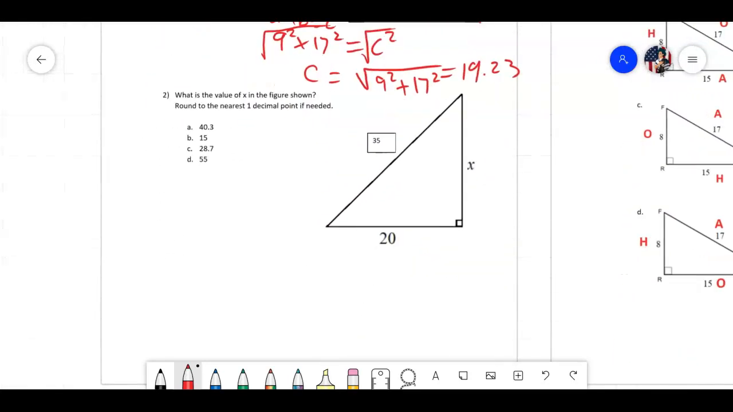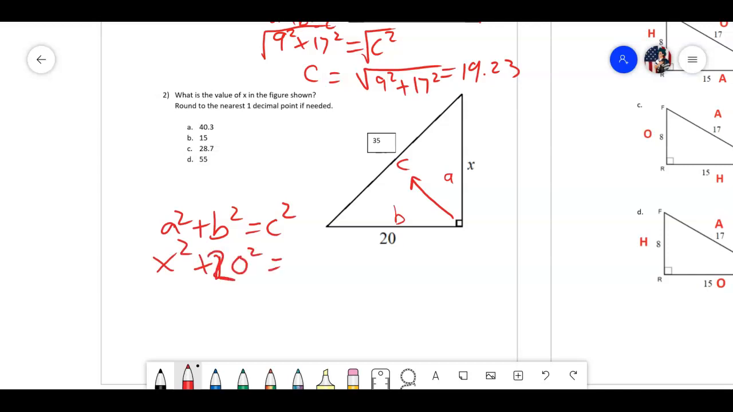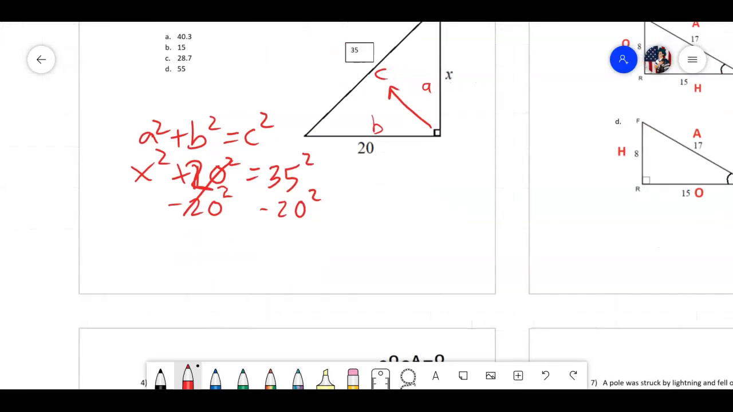All right. Here's a similar one. It says, what's the value of x? Now remember, a and b are next to 90. C is across from 90. That's the hypotenuse. When we do Pythagorean theorem, a squared plus b squared equals c squared, we're going to do x squared plus 20 squared equals 35 squared. Now when we solve for x, we're going to subtract the 20 squared on both sides. And these don't actually subtract, so it's important that we just write x squared equals 35 squared minus 20 squared.